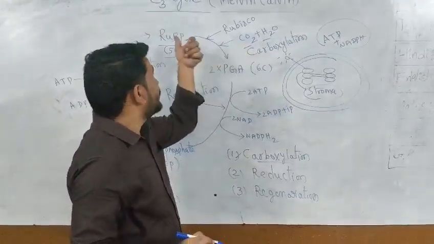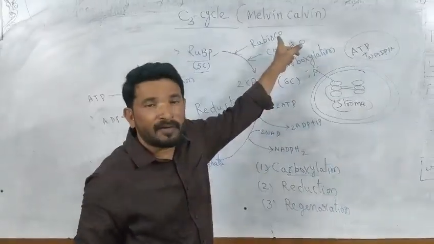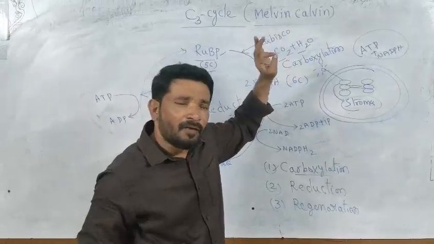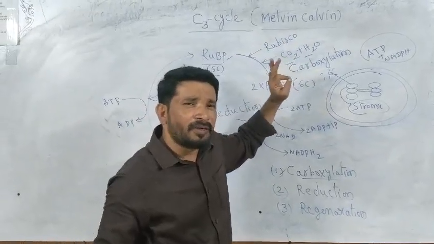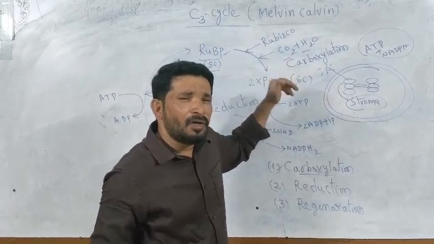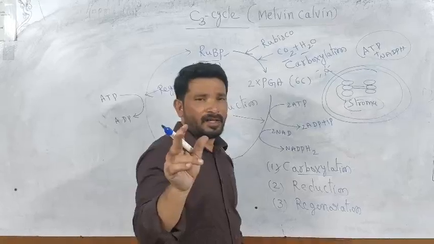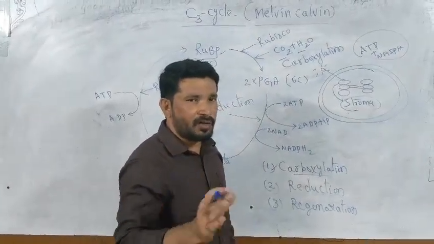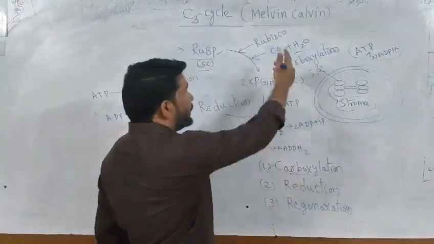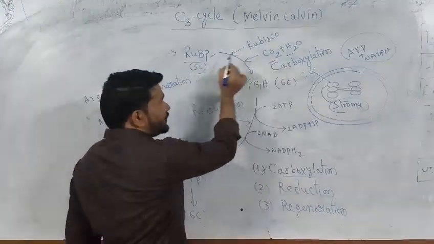Once carbon dioxide binds with RuBP in the presence of rubisco. Rubisco is one of the most abundant proteins, one of the enzymes in the plant. Ribulose bisphosphate carboxylase and oxygenase, like 2 names, showing the multiple characters of this enzyme. RuBP binds with carbon dioxide.